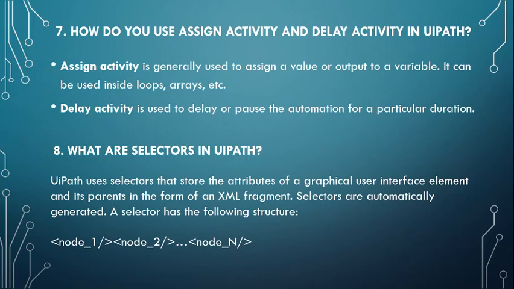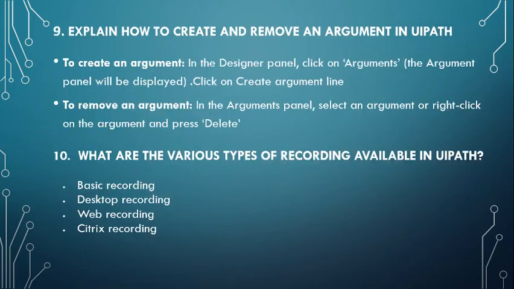Selectors are automatically generated. The selector has the following structure: node 1, node 2, ... node n. So this is a very important question. I think in one of my other videos I have briefly explained it, and I have also shown you examples of how selectors are used in robotic process automation, particularly in UiPath.